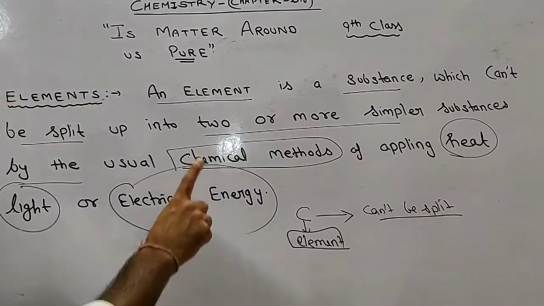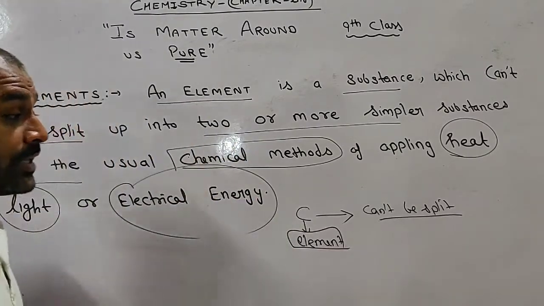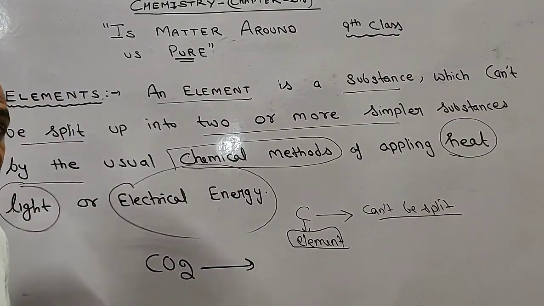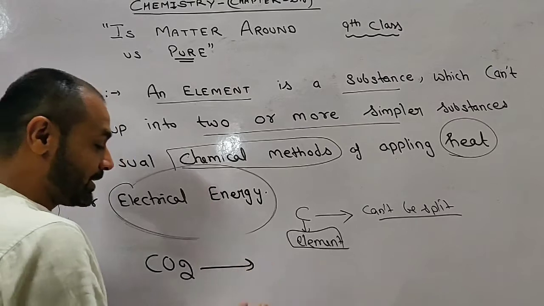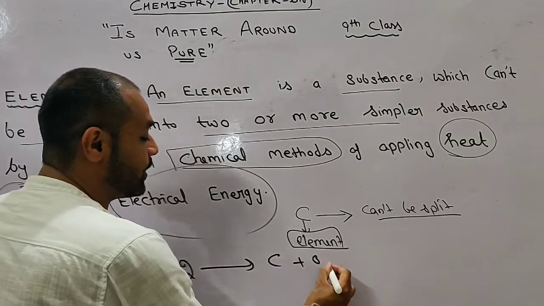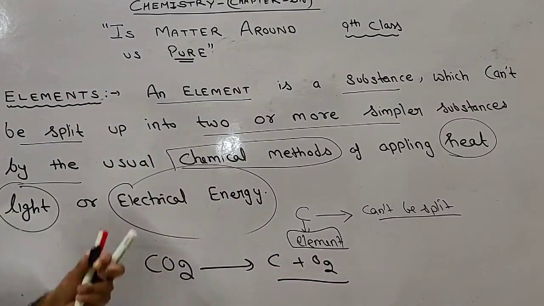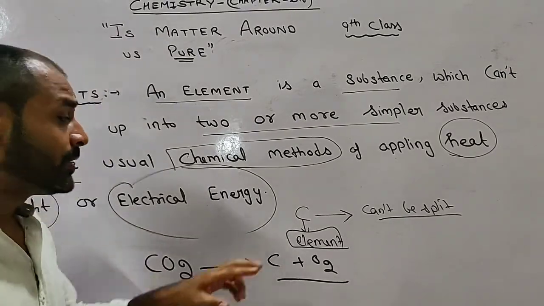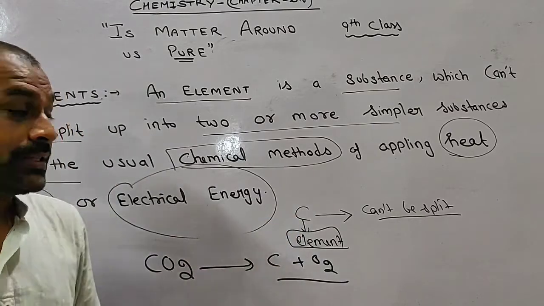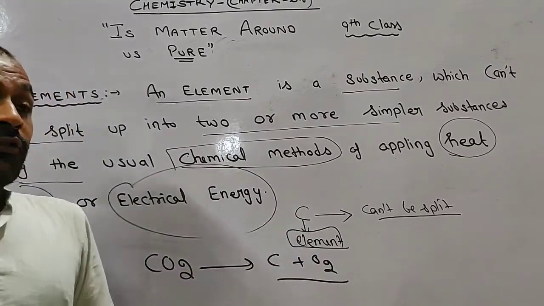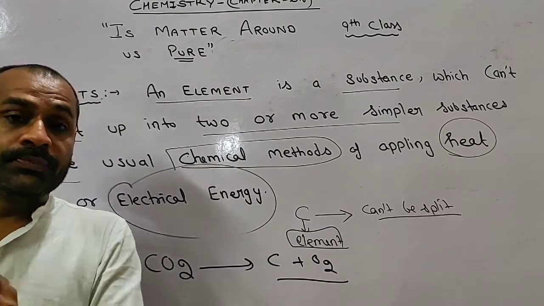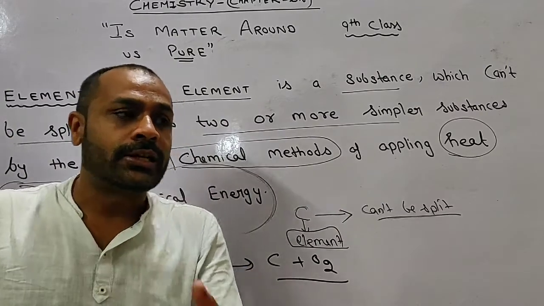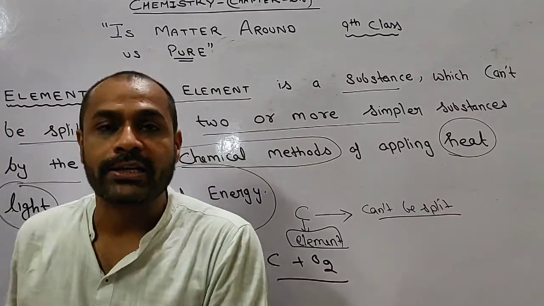Fine. In the same way, if we take the example of carbon dioxide, when we apply heat or electrical energy, it will be split into carbon and oxygen. That will also be split. So that is the reason this is not an element, but carbon is an element. Further we will also discuss a little difference between element and atom, so that you will be clear what is an element and what is an atom.